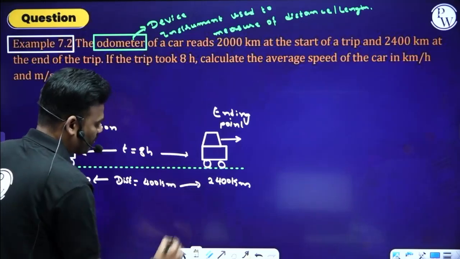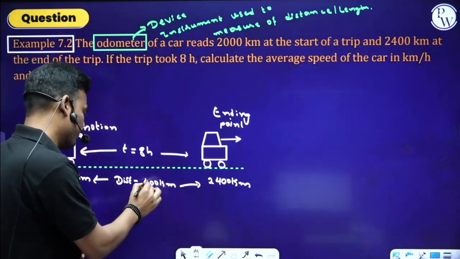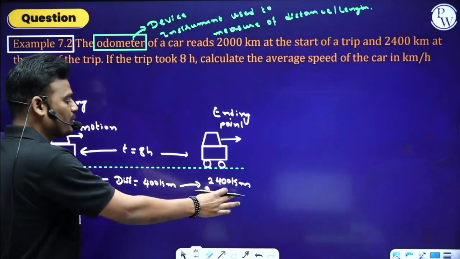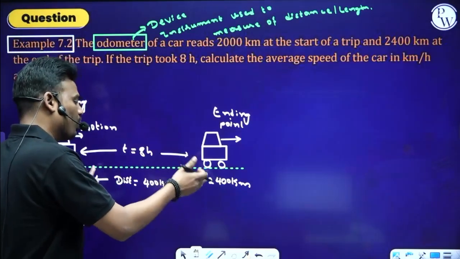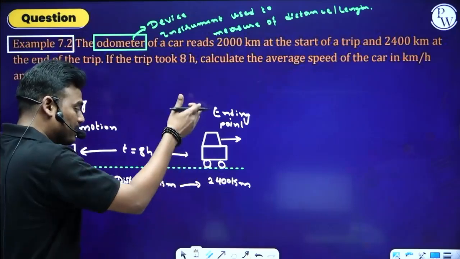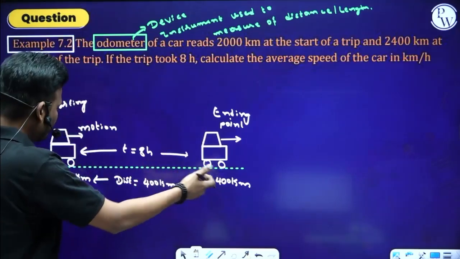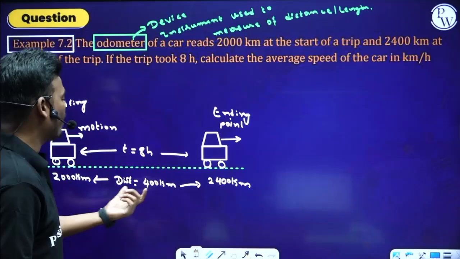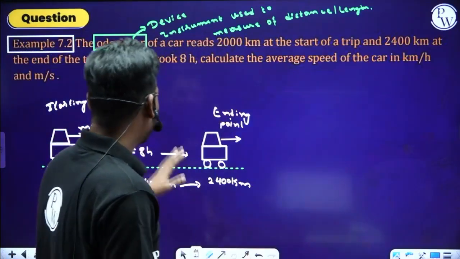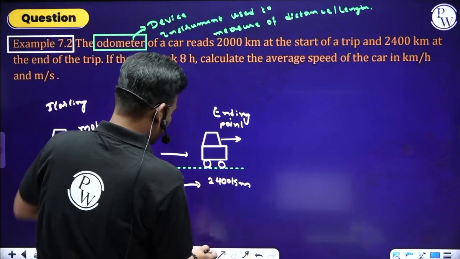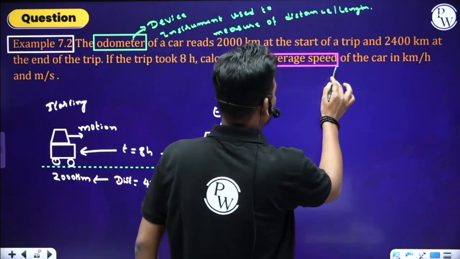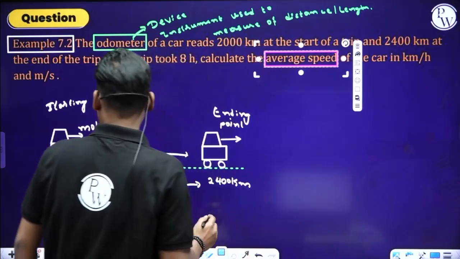Sir, how do you know this is 400 kilometers? Because initially it is already 2000 kilometer and finally it has reached 2400 kilometer. What is the distance between these two points, meaning the difference of the points? That is 2400 minus 2000. How much do you get? That is 400 kilometers only. And here they have asked for average speed, in kilometer per hour as well as meter per second.